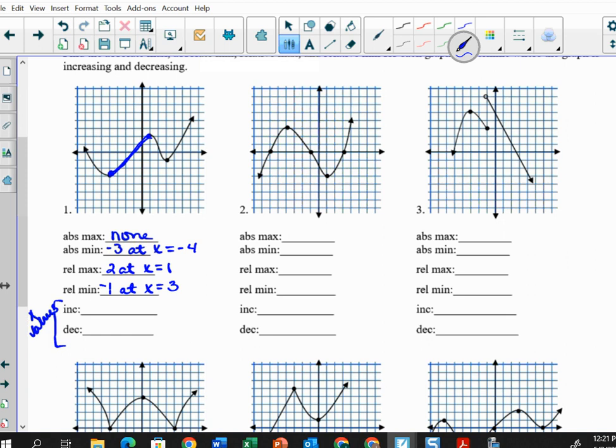So do you guys agree that that section in blue is an increasing section? Yes. Okay, it's like reading from left to right, that's going uphill. So I would say increasing from -4 to 1. Okay, remember it's the x values. And then do you guys see there's another section of increasing? It would be 3 to infinity. Yes. Would you put a u in the middle? Yep.